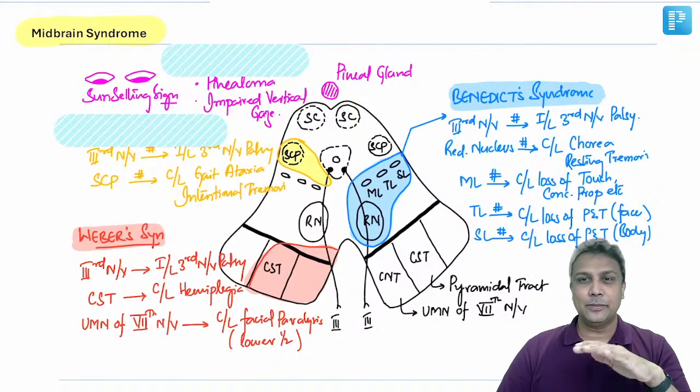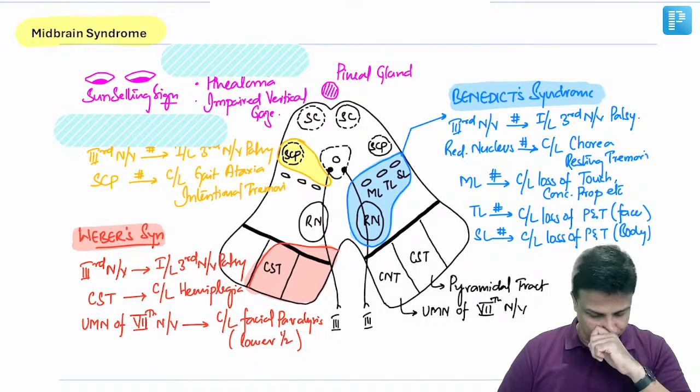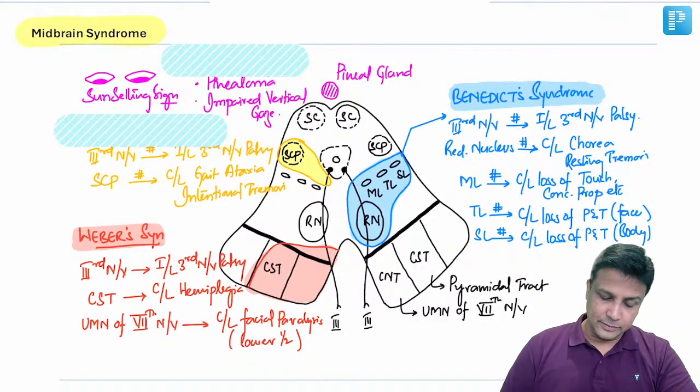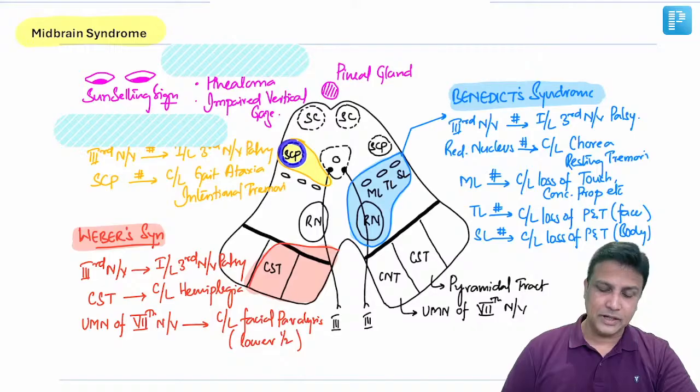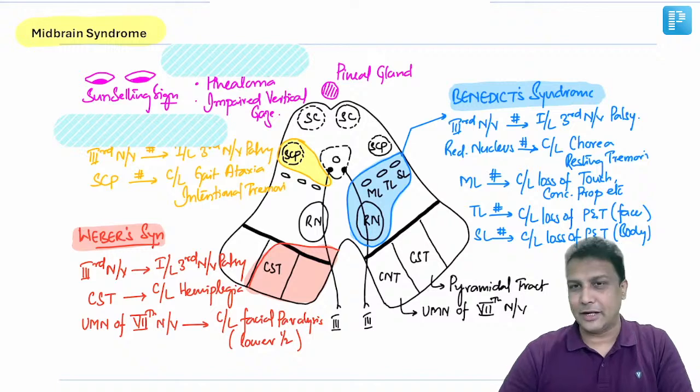So in Benedict syndrome, the patient is going to come to you with the ipsilateral third nerve palsy with the contralateral chorea. Please remember that one. Now, suppose this part of the midbrain is involved, in which the third nerve is involved, leading to third nerve palsy. And then this is the superior cerebellar peduncle. I hope you all know very well.